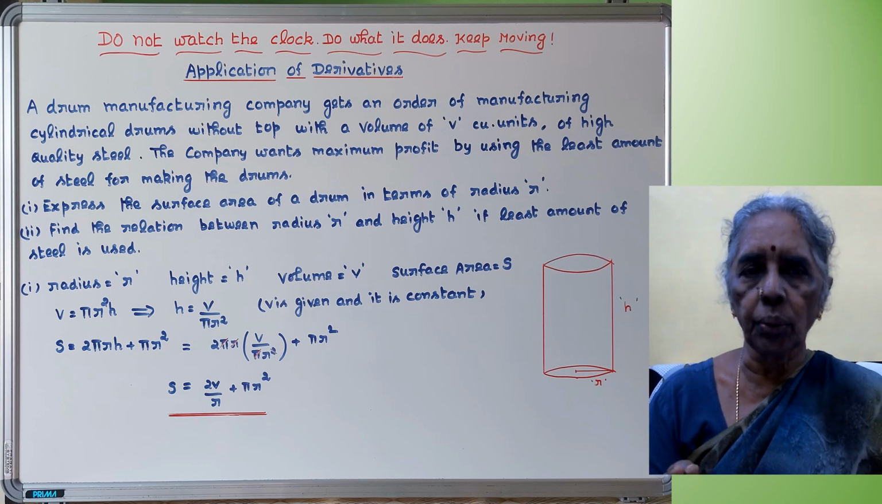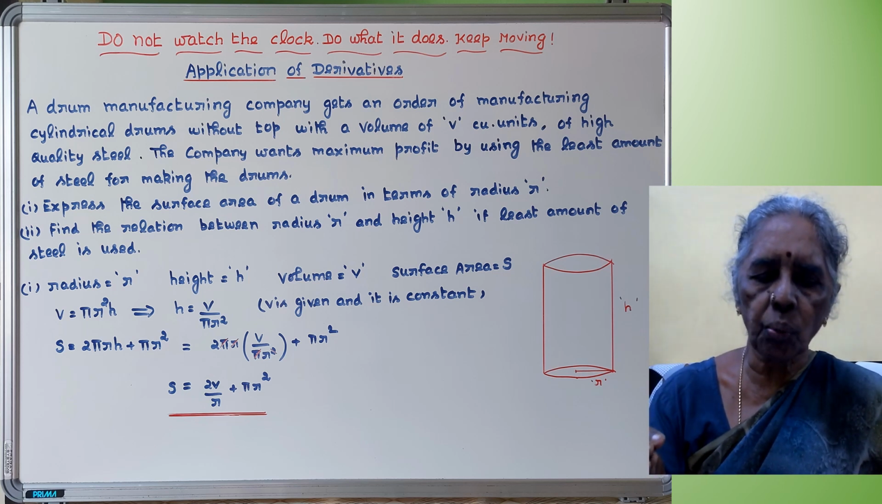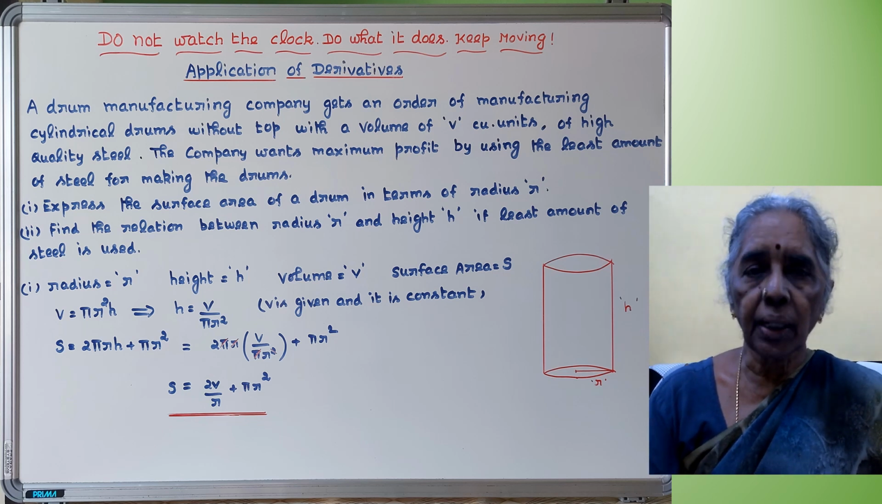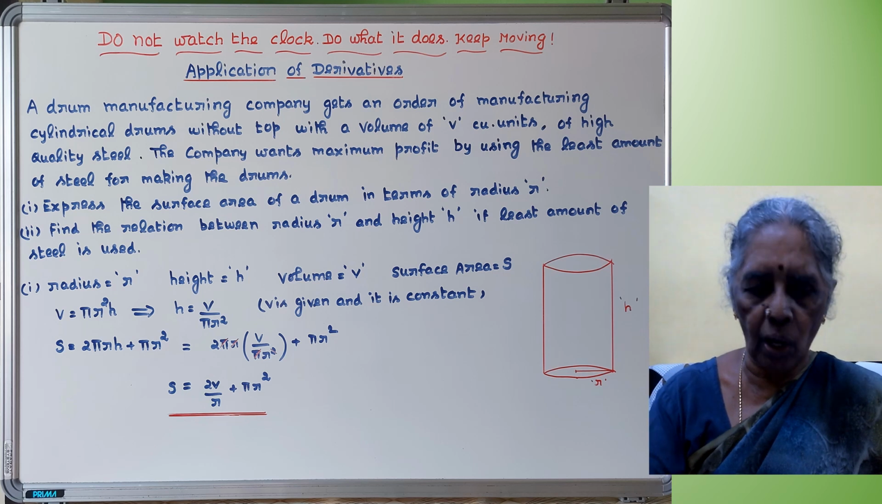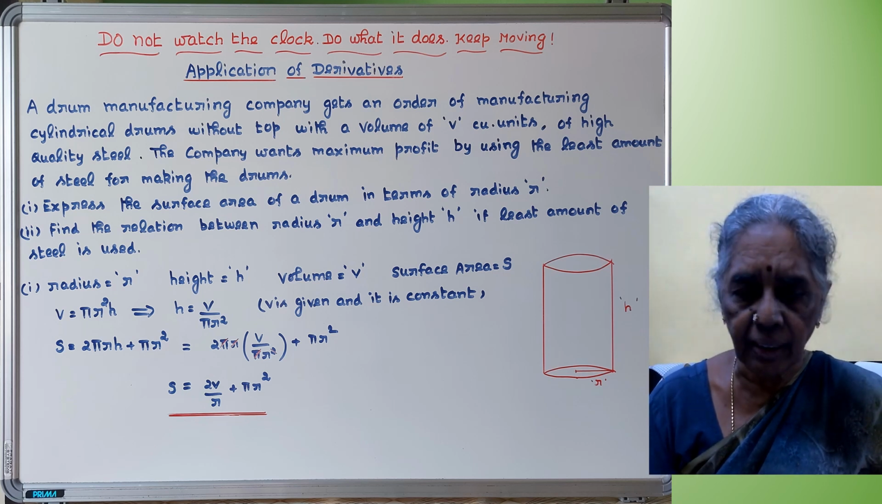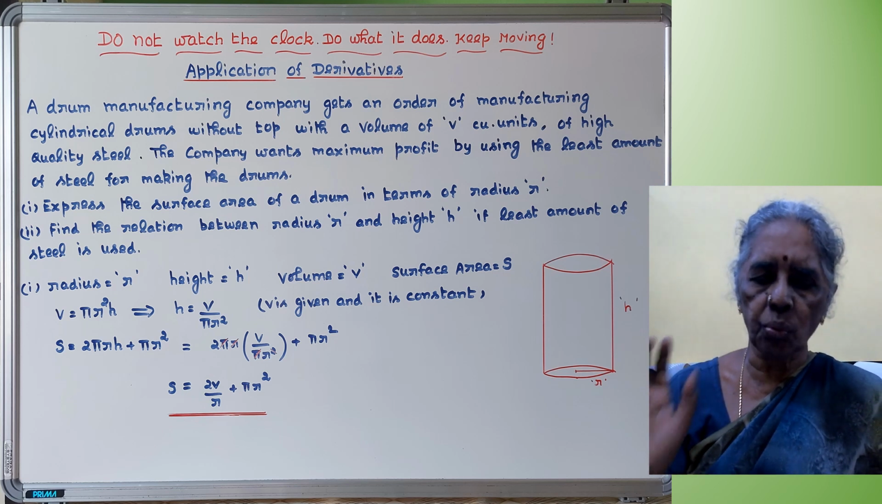V is equal to, you know the formula for volume of a cylinder, pi r squared h. There are two variables, r and h. We have to get everything in terms of r because that is the first subdivision, isn't it? So now h is equal to V by pi r squared.